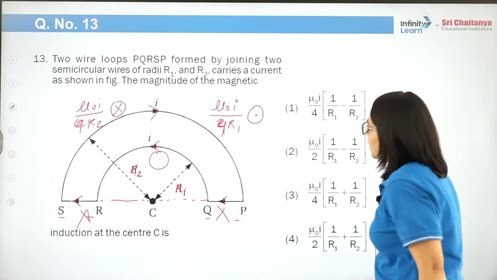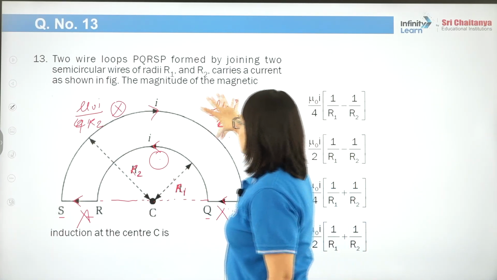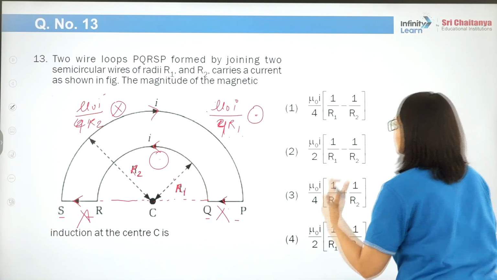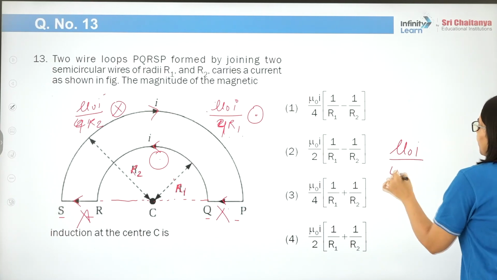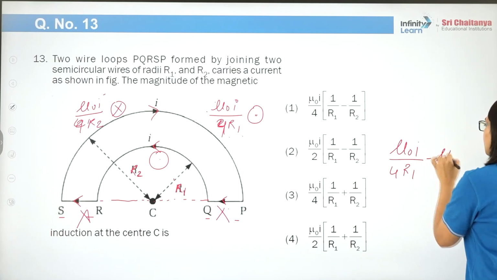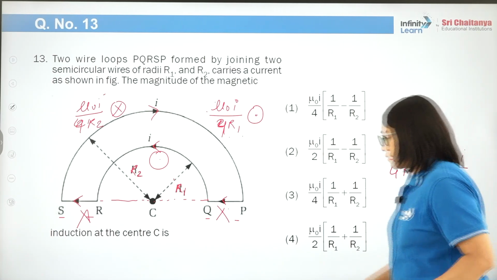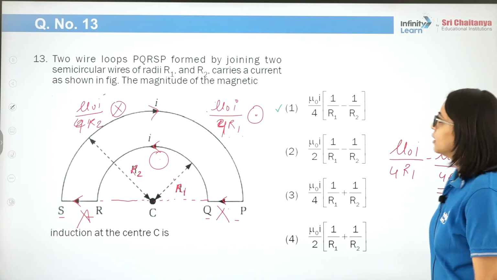You can see that r1 is small as compared to r2. So this must be the larger magnitude and this must be the smaller magnitude, out of these two. So total magnetic field will be mu naught I upon 4r1 minus mu naught I upon 4r2. So this will give you the correct answer as option 4.